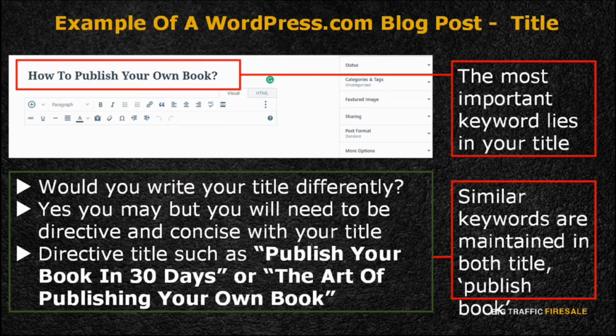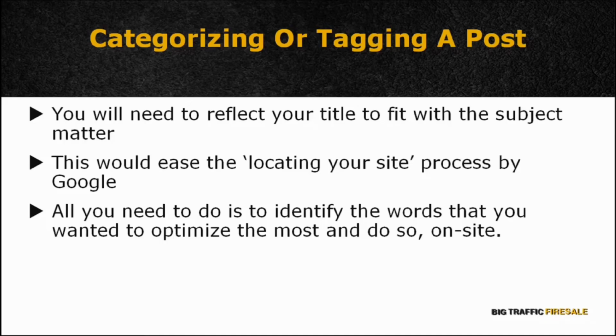Would you write your title differently? Yes, you may, but keep in mind that you will need to be direct and concise. Something like publish your book in 30 days or the art of publishing your own book. Similar keywords are maintained in both titles, publish book. When it comes to categorizing or tagging your post, you'll need to reflect your title to fit with the subject matter. This would ease the locating your site process by Google.